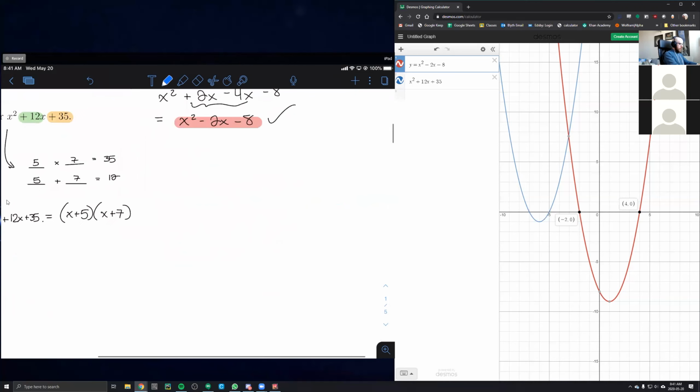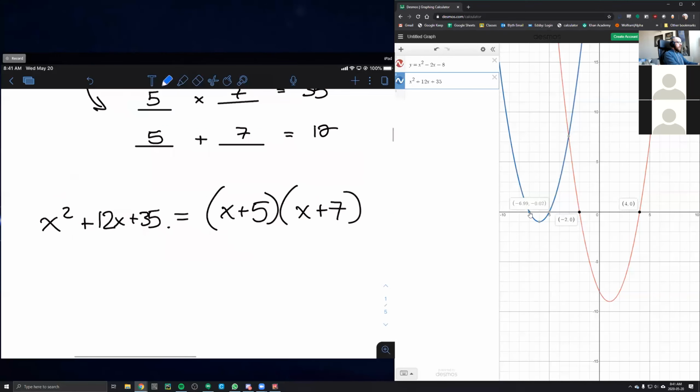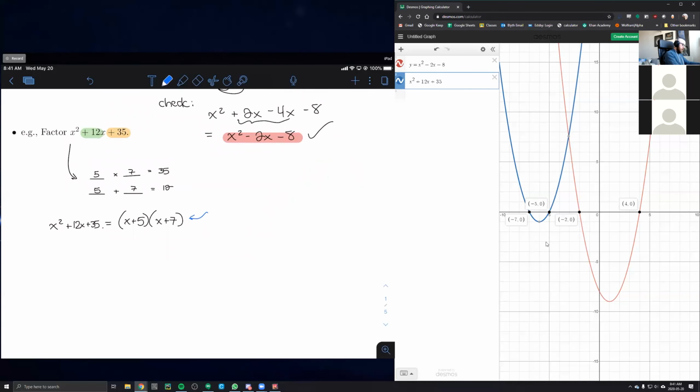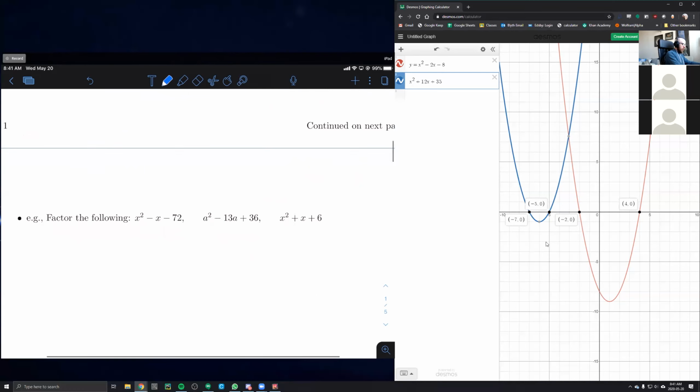And let's check out the other one to make sure we got that right. So x squared plus 12x plus 35, negative 7, negative 5 were our x-intercepts, right? So everything looks good here. X-intercepts are negative 5 and negative 7. Does anyone have any questions about the sum and product method so far? All right, cool. Let's keep it going. So I have a few more examples here.